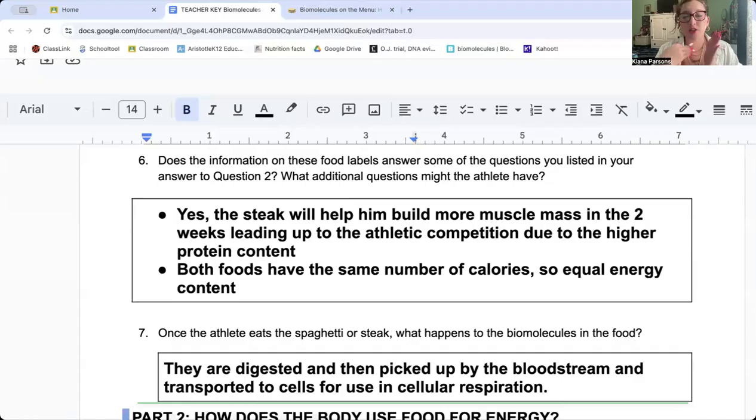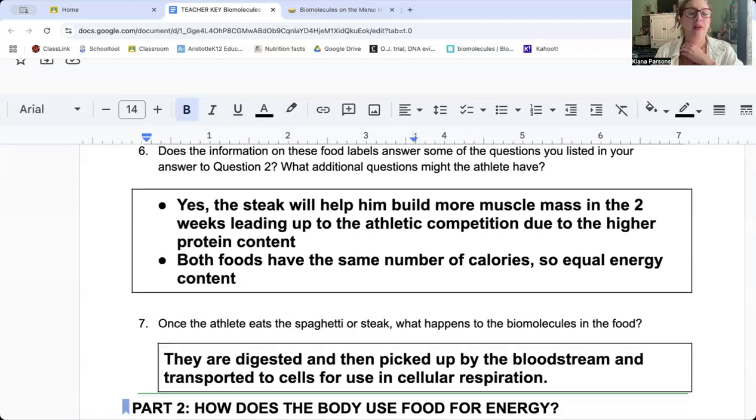In my case, for the questions, the steak will help him build more muscle mass in the 2 weeks leading up to the competition due to the higher protein content. But both foods have roughly the same number of calories, so equal energy content. But like I said, the carbohydrates in that spaghetti are more easily used energy, more quickly available. So that might be better to eat on the day of the event as opposed to in the weeks leading up to it. And we'll talk more about that at the end of the lab.